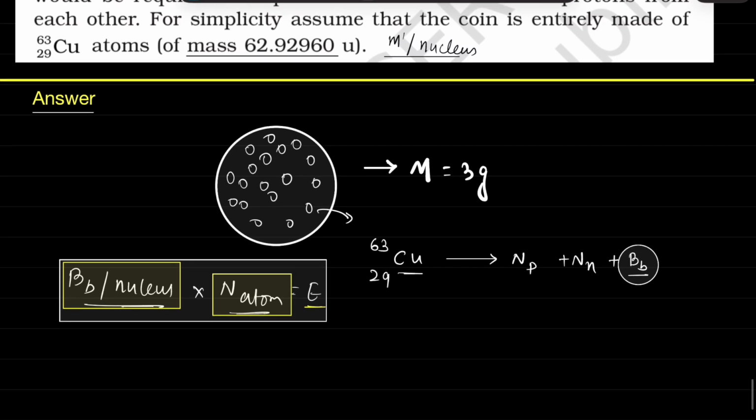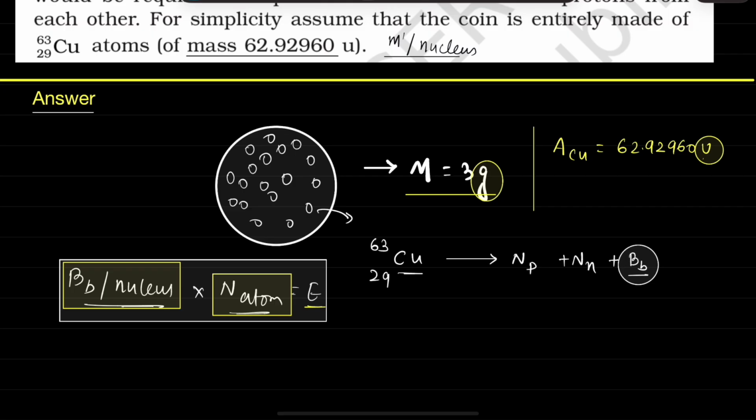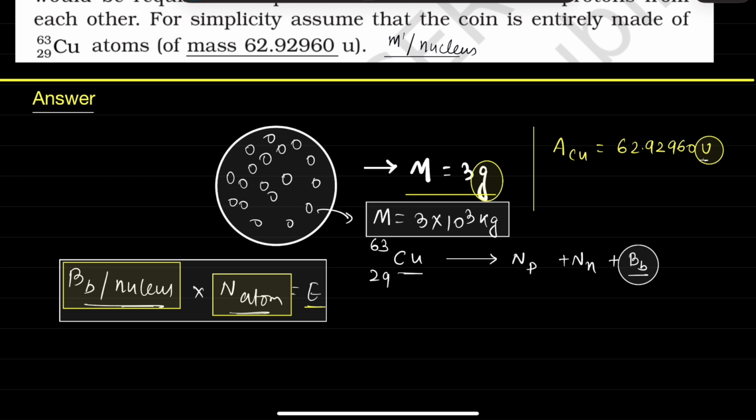So let's solve this question. Here in the question, total mass is given as 3 gram, and atomic mass of the copper is given as 62.92960 U. But this is in U and here it is in gram. So both are in different units, so we have to convert them into the same unit. This total mass can be written as 3 into 10 to the power minus 3 kg. And how do we convert U to kg? There is a conversion: 1 U is equal to 1.66054 into 10 to the power minus 27 kg.